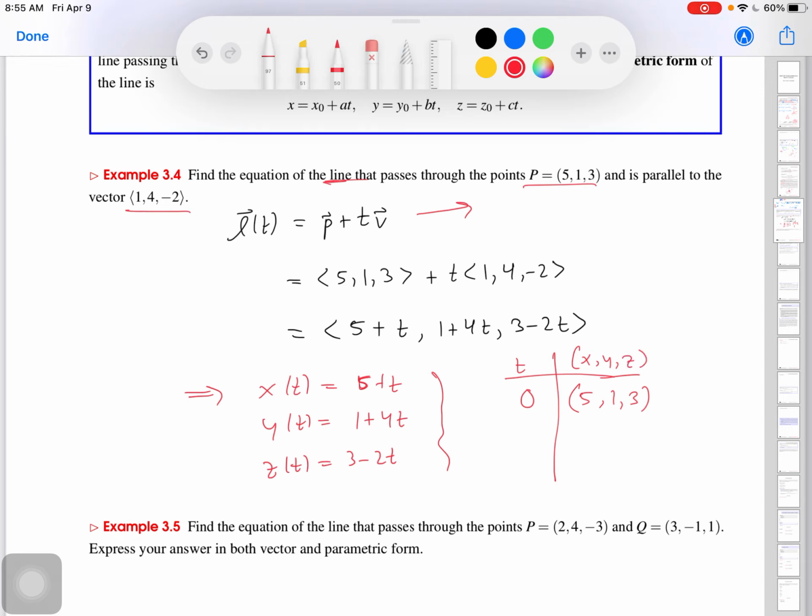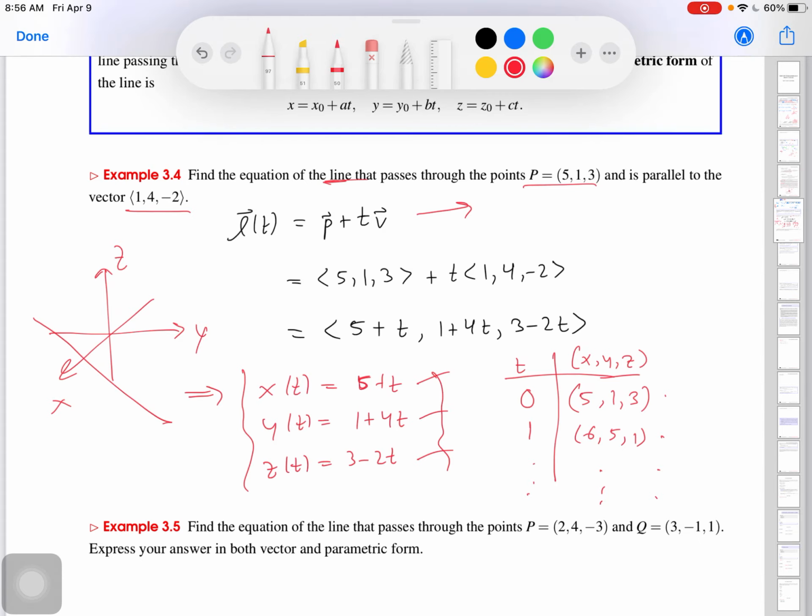I could also keep calculating here. How about t equals 1? Then I would have 6 from here, I would have 5 from here, and I would have 1 from there. And we could keep going this way, and this is one way in which, when a computer is asked to draw or sketch this line, this is what it will do. It will sample these parametric forms of the line and then plot all the resulting points. And you'll get some line in space.